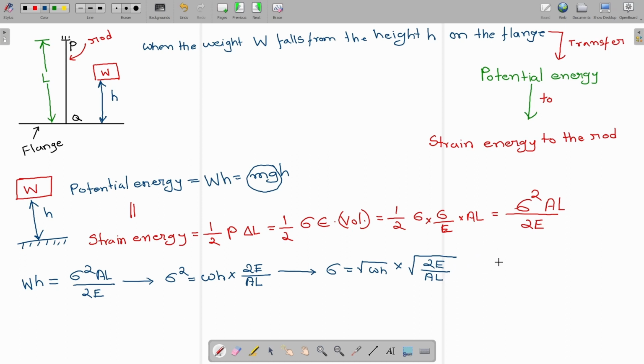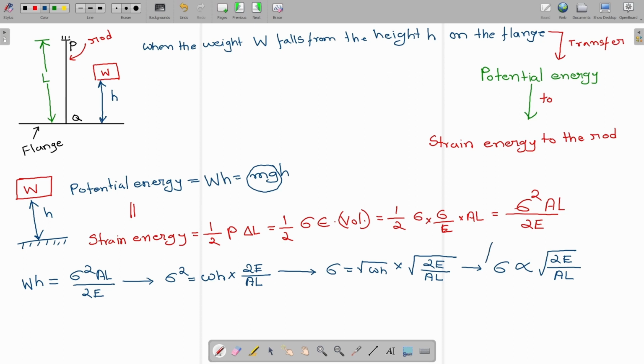Therefore, we can say that sigma is directly proportional to root over of 2E by AL. This is the relation we obtain between the stress produced in the rod and Young's modulus, the cross-sectional area and the length, when the weight W falls through a height h.